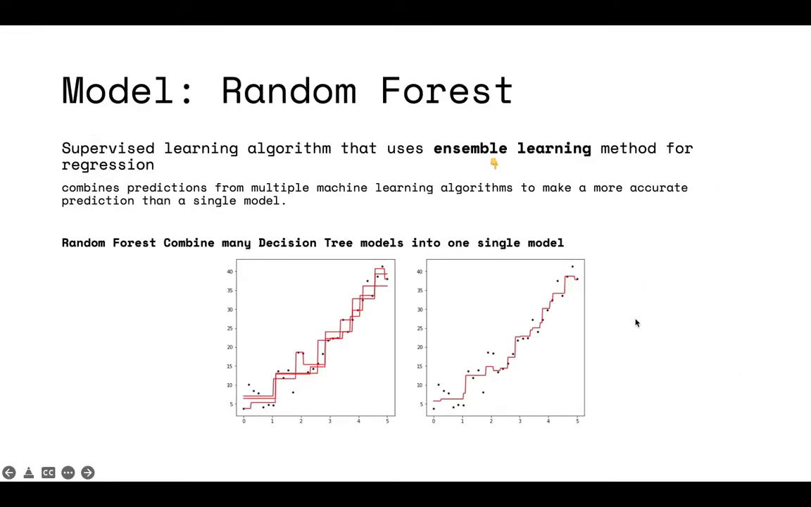Another technique is the random forest. What is the random forest? Random forest is a supervised learning algorithm that uses ensemble learning. The random forest combines many decision tree models into one single model. Let's say we have three decision trees here, and with the random forest, we combine these models until we get one single model that has the best representation of the data. So why do we call it a forest? Because there are many trees that become the forest. So the model name is random forest.